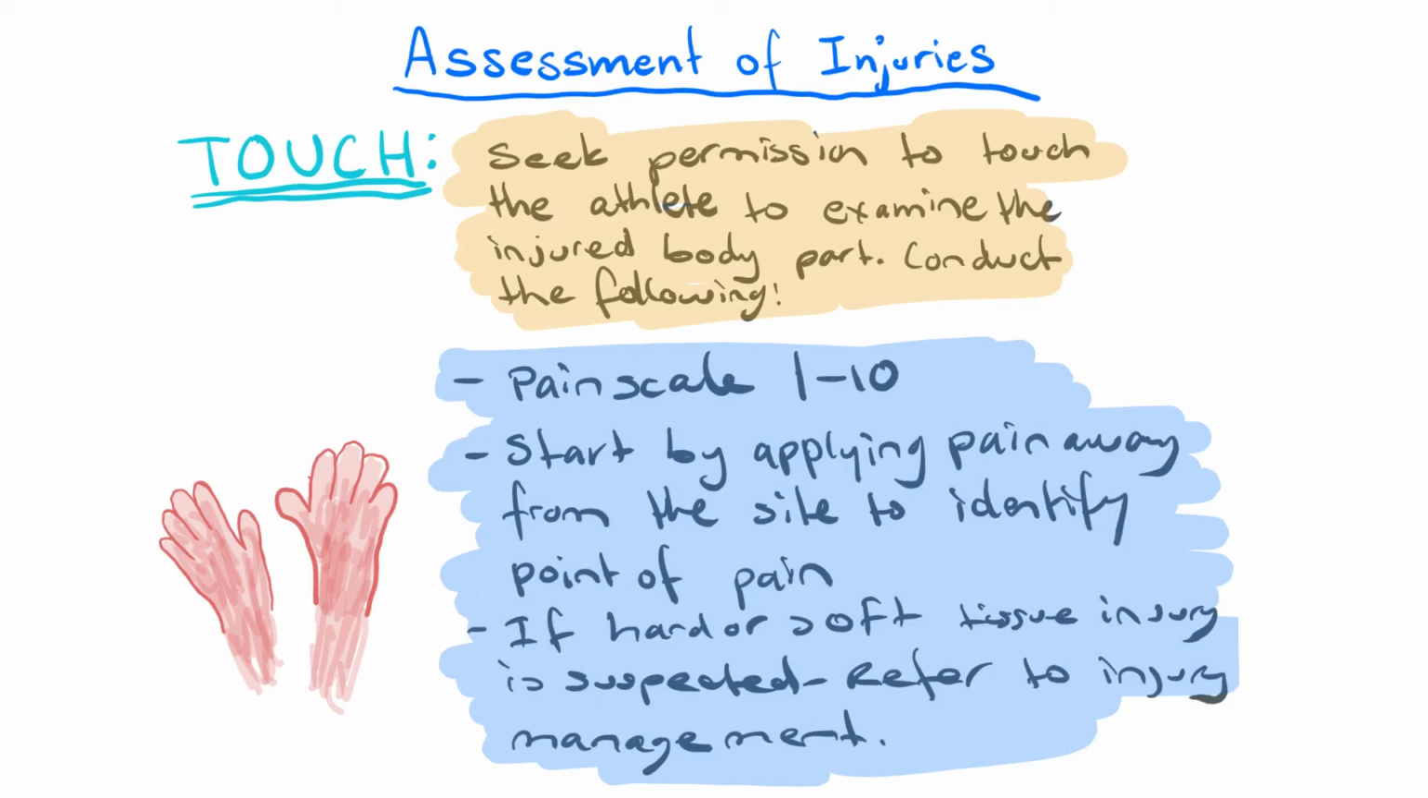If we can identify the point of pain, we can then try to work out whether it is a hard tissue or a soft tissue injury. Now, if a hard or a soft tissue injury is suspected at this stage, the touch stage, we need to stop again, and that's where we refer to injury management. Soft tissue injuries would be managed by RICER. Hard tissue injuries would be managed depending on the type of hard tissue, whether it's a fracture or a compound fracture.